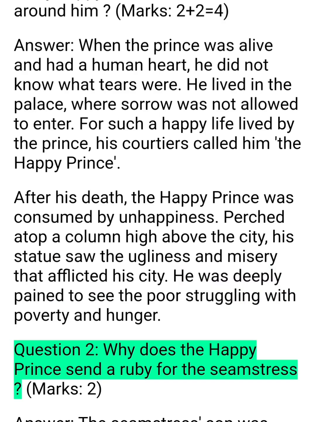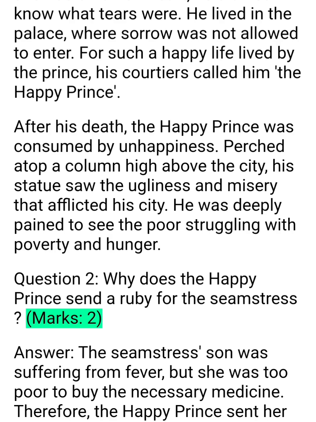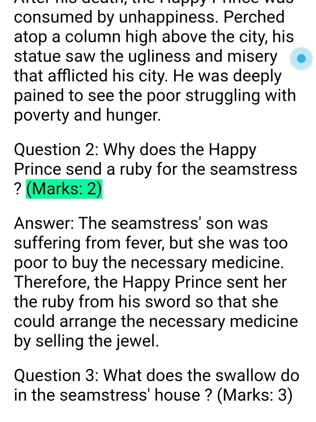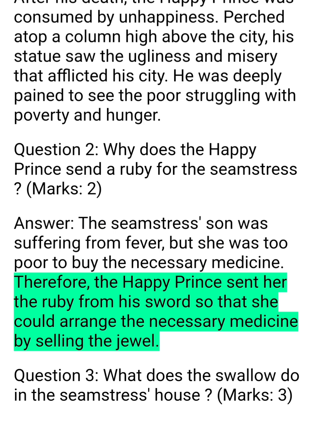Question 2. Why does the Happy Prince send a ruby for the seamstress? Marks 2. Answer: The seamstress's son was suffering from fever, but she was too poor to buy the necessary medicine. Therefore, the Happy Prince sent her the ruby from his sword so that she could arrange the necessary medicine by selling the jewel.